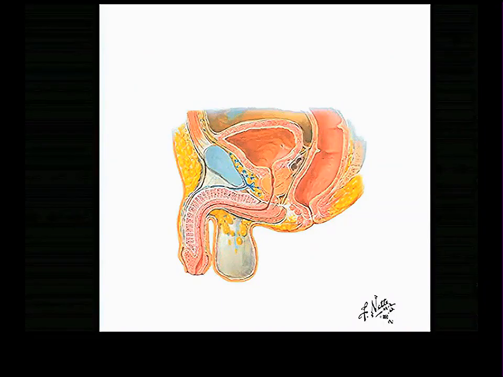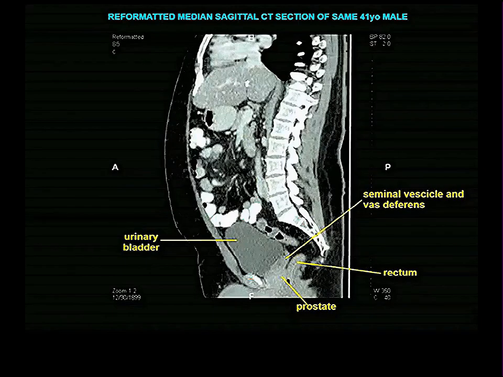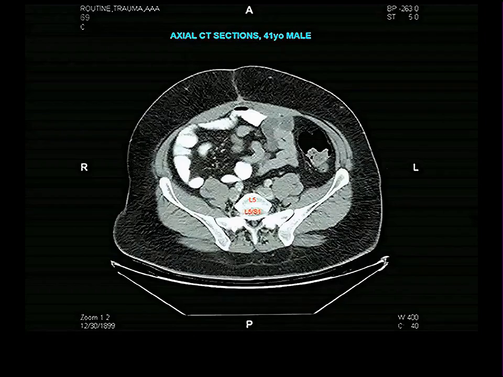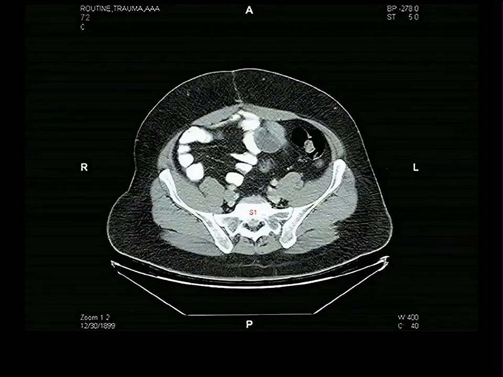I remind you, if we go here to this drawing, you have a bladder. At the base of the bladder is the prostate gland through which the urethra passes. Superior to the prostate and posterior to the bladder, and between the bladder and rectum, are the seminal vesicles, which are right here, and vas deferens. In an axial section, we'll just go down very quickly.